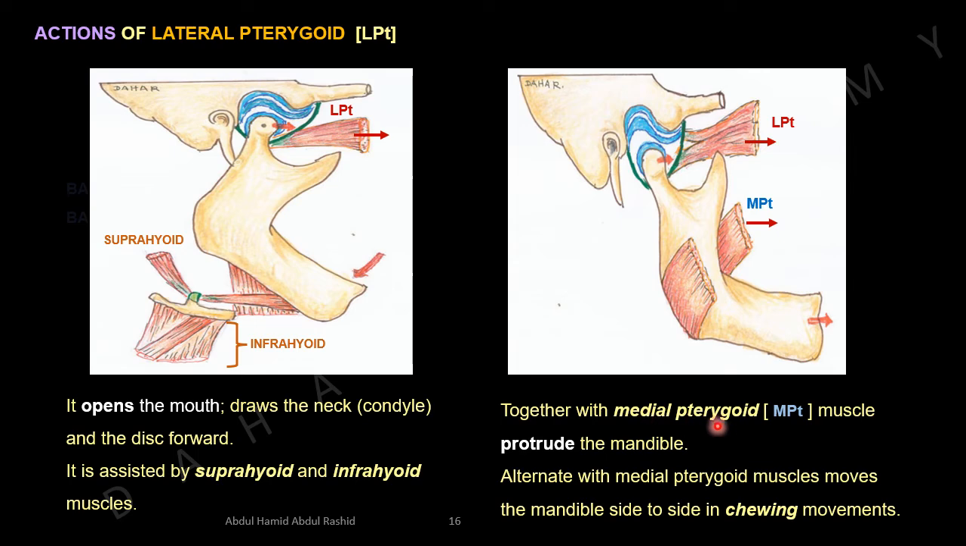Together with the medial pterygoid muscles, this is the medial pterygoid muscles, lateral pterygoid and medial pterygoid muscles protrude the mandible forward. Alternating with medial pterygoid muscles, they move the mandible side to side in chewing movements.